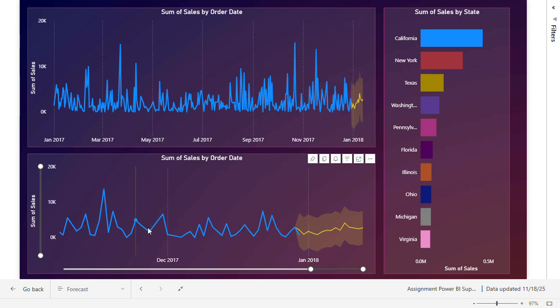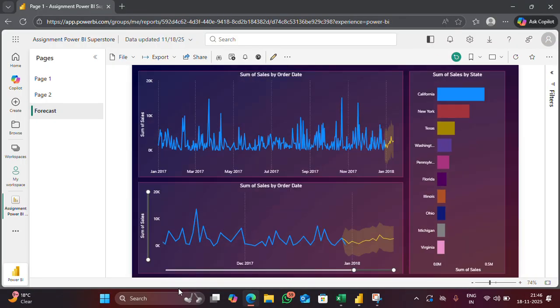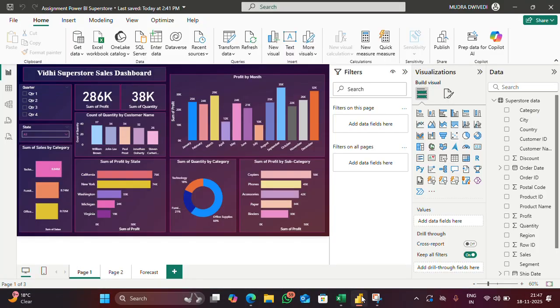So, let's go out of this screen. This was my Power BI dashboard. So that's a wrap up for my full analytical walkthrough of the Superstore sales dashboard in Power BI.